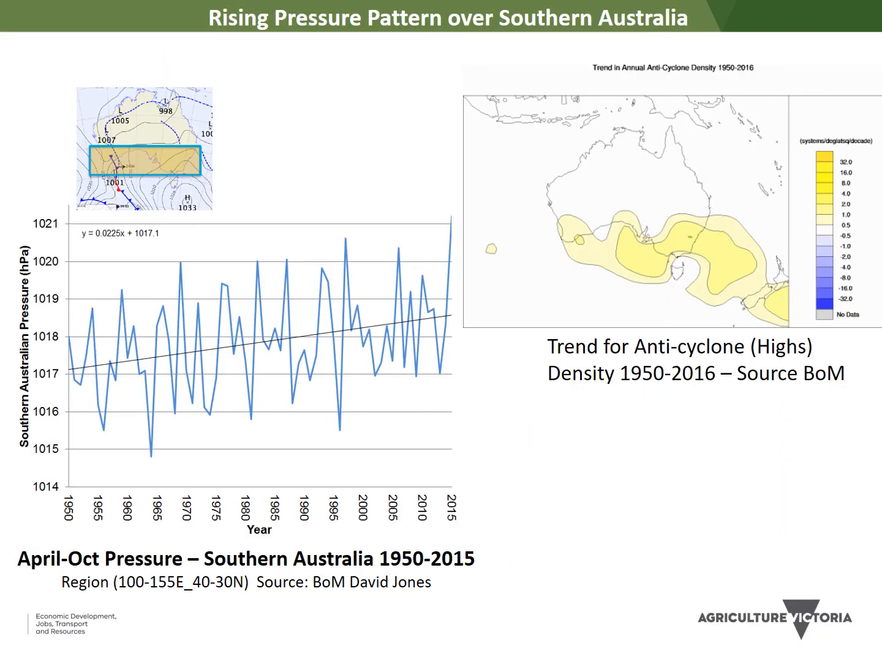And another thing that's a bit different at the moment is the pressure pattern that sits over our heads. This is the pressure right across southern Australia. This shows from 1950 through to 2016, and you can see the pressure pattern just varies from year to year. This is April to October pressure, but you can certainly see a bit of a trend line which goes up, and it's usually higher in those El Nino years.